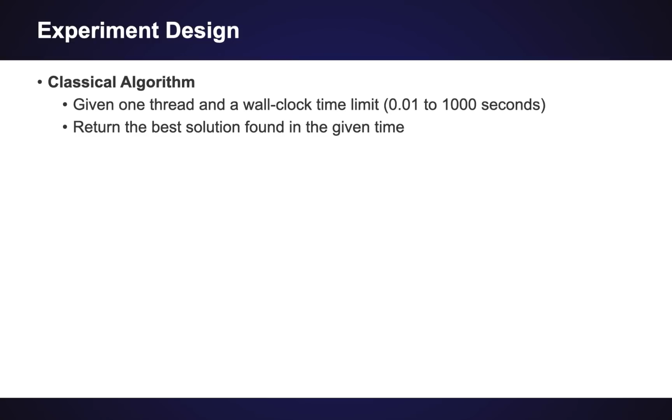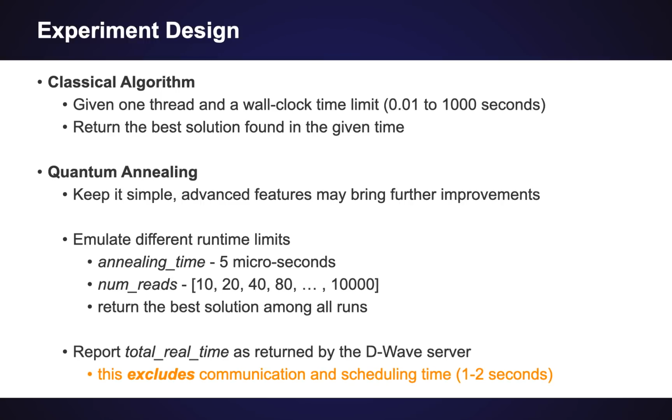And then we'll ask them to give us the best solution that they can find in that given amount of time. For quantum annealing, we want to emulate this type of wall clock time limit, although it's not exactly obvious how you would set a wall clock time limit. So what we're going to do is set the annealing time to 5 microseconds, and then increase the number of reads we take from 10 to 20 all the way up to 10,000. And then of those reads, we'll return the highest quality solution we have in terms of energy.